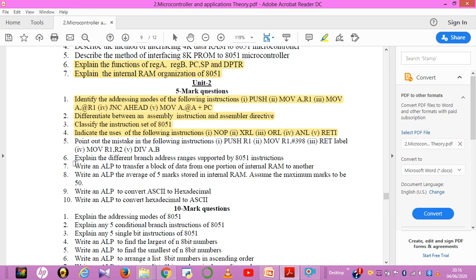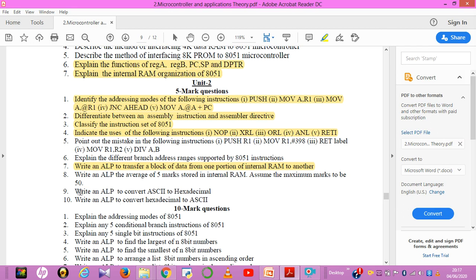They are going to ask some programs. Write an ALP to transfer a block of data from one portion of internal RAM to another. This program I have solved, and you solved it in the lab as well. In notes also I have solved this one, and in class also I have told this one. You have to write an assembly language program to transfer the block of data from one RAM location to another RAM location.